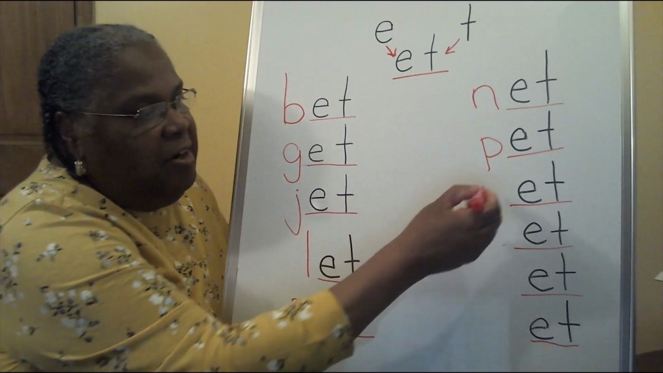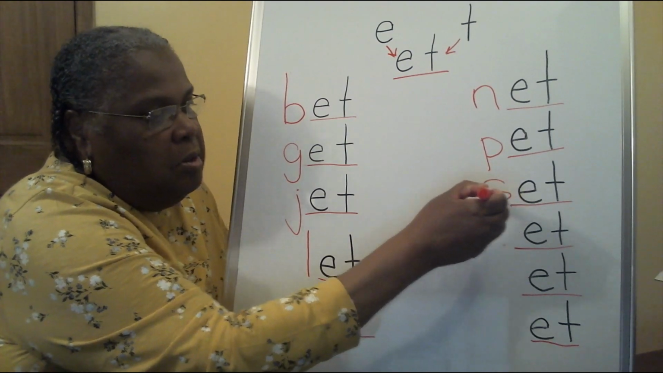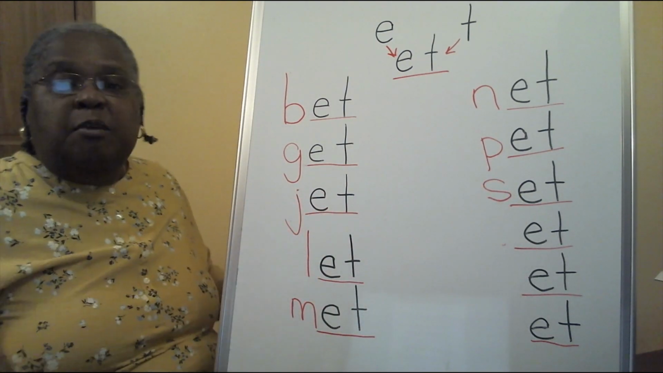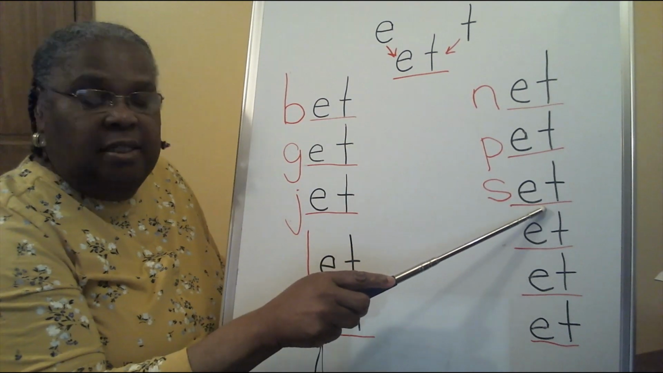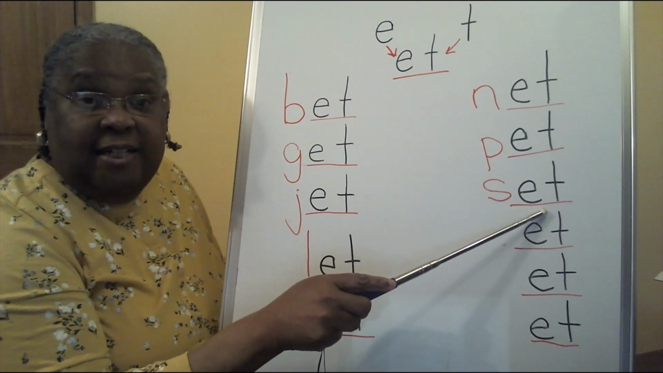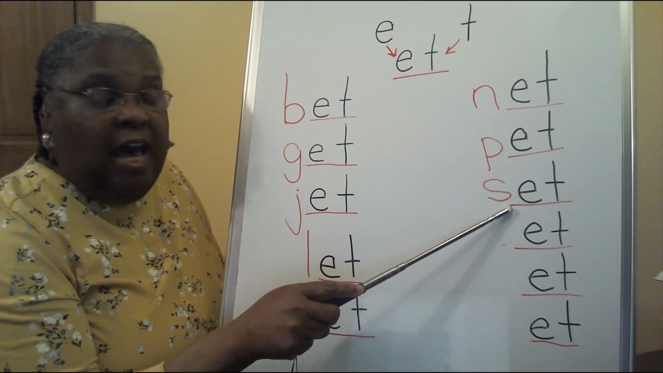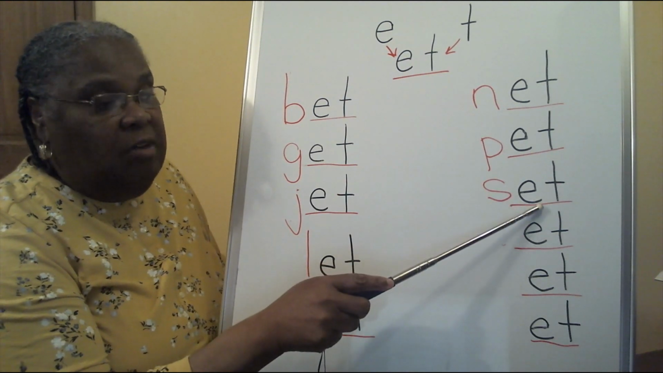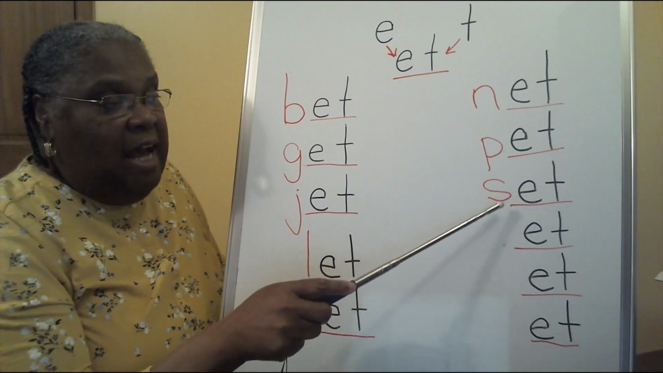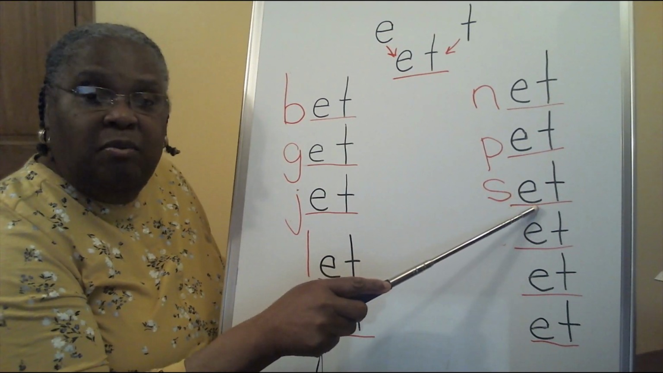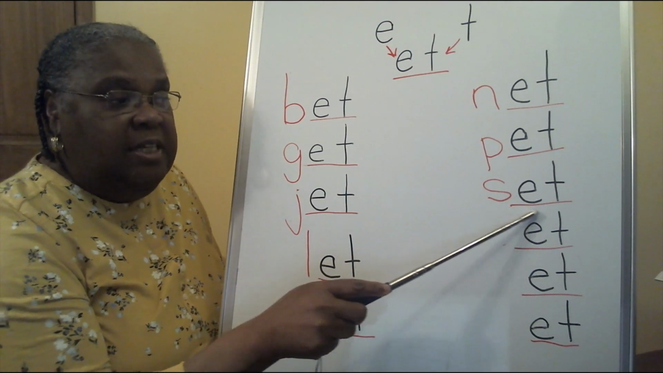When we put the letter S at the beginning of the blend et, we form the word set. Let us sound out the word together. Say the S sound, s. Say the sound of the blend, et. Now say the S sound and the sound of the blend together smoothly, set.